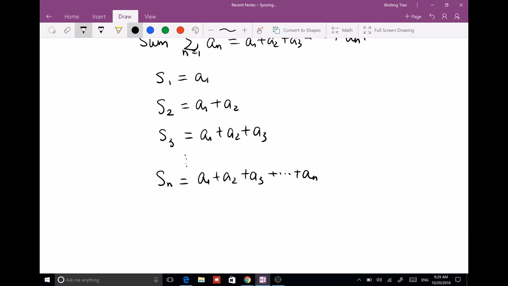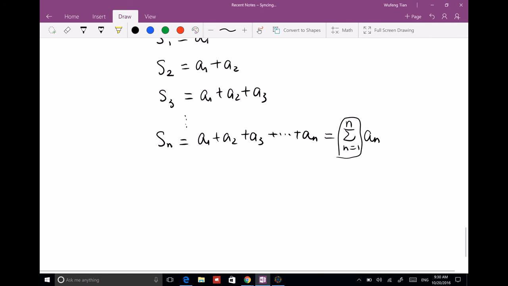Okay, so I have Sn equals. You can also use a notation: the sum from n equals 1 to n of An. This is summation notation. It means add A1, A2, A3, A4 until An. This means the summation.